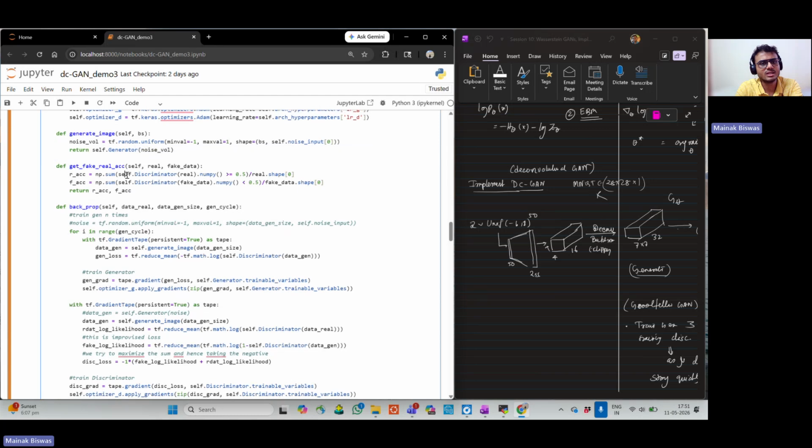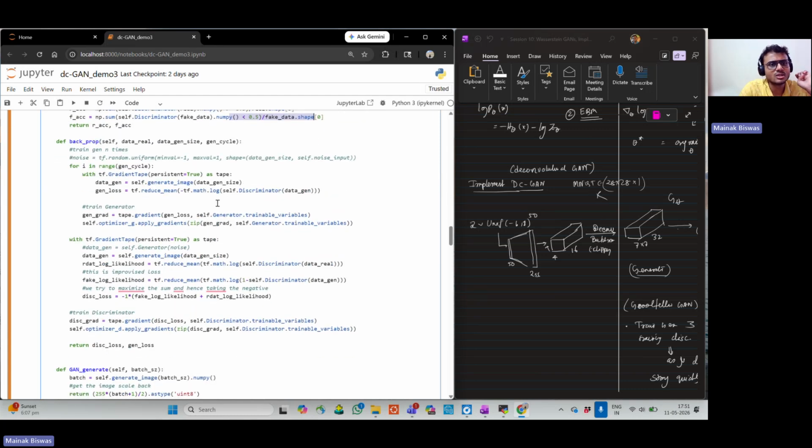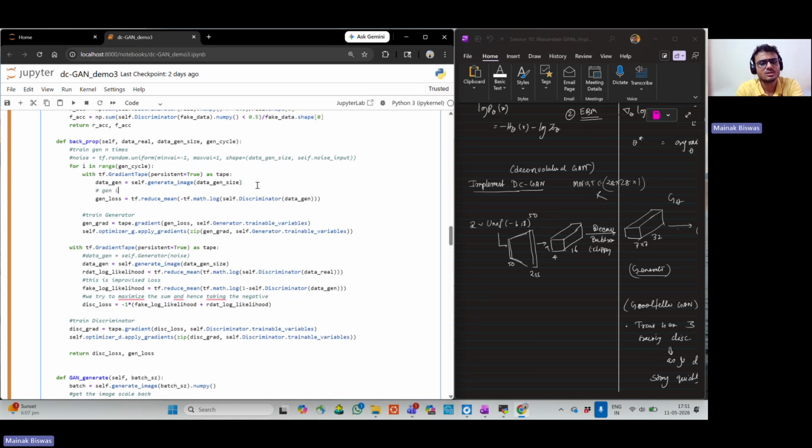And you can see the accuracies. Here, if you predict more than 0.5 on real data, it counts as accurate, and the fake accuracy has to be predicted as less than 0.5. So the backpropagation goes as follows. For the generator, the loss is equal to minus log D of x, where x is from generated data. This is exactly what I'm doing. I'm generating the number of data points I want, and I get the generator loss.